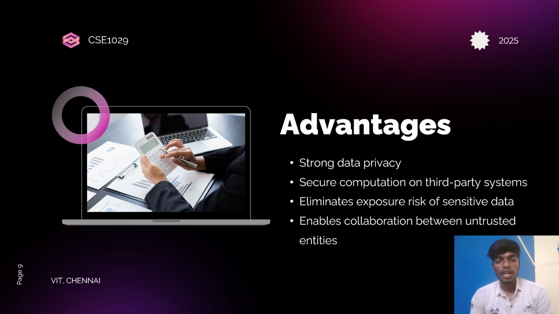Now let us look into the advantages of homomorphic encryption. First, we have strong data privacy. Whatever modification happens in between the transmission or in the cloud would not expose the original data, since it happens only on the encrypted data. Second, secure computation on third-party systems. Whatever data you send to any third-party system will be secured, so no one can exploit your original data.